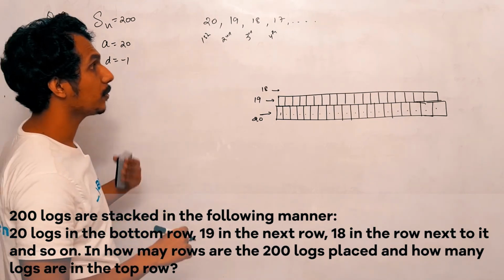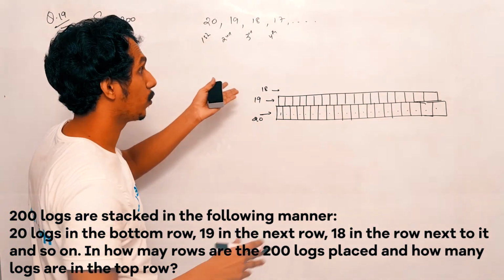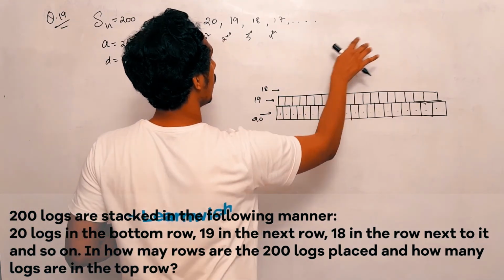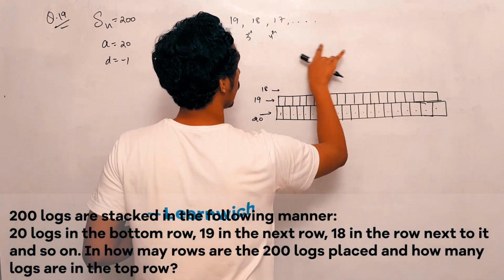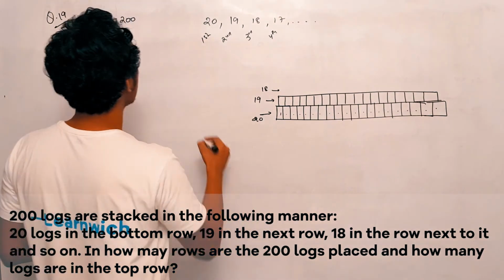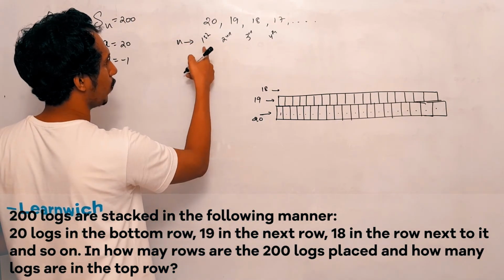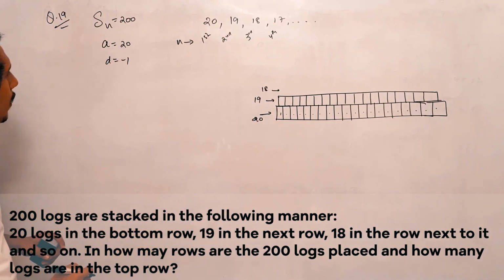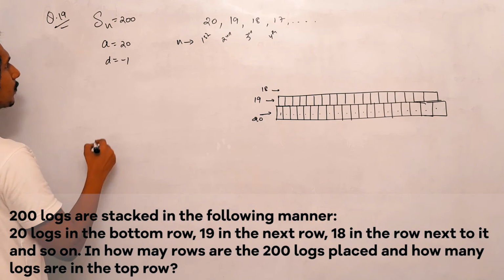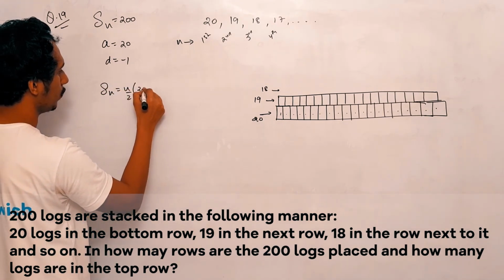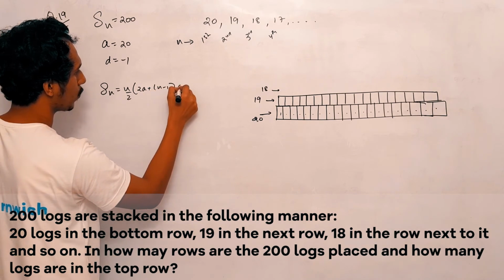Okay, do you know the nth term? No, we don't know the nth term, because nth term means how many logs are there and how many number of rows are also there. Those are both things we have to find out. So this is your n, 1, 2, 3, 4, etc. and this is the number of logs. Okay, so let's find out. Let's use the Sn formula. Sn is equal to n by 2 into 2a plus n minus 1 d.